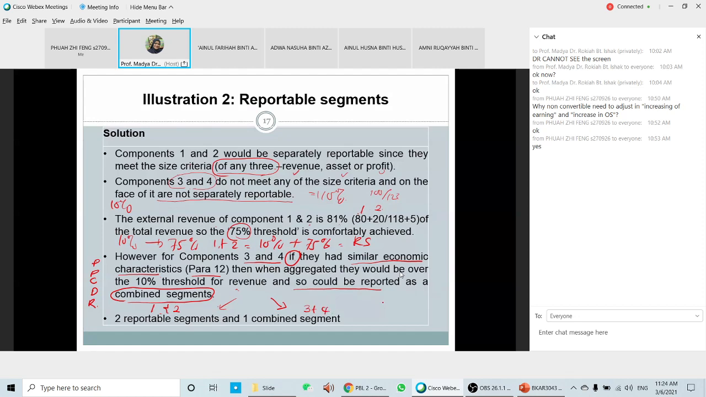In the case that 3 and 4 do not have a similar economic environment, then 3 and 4 cannot be a reportable segment. This one is only if they are similar, then you can combine them. Okay, so that is what you have for illustration 2.